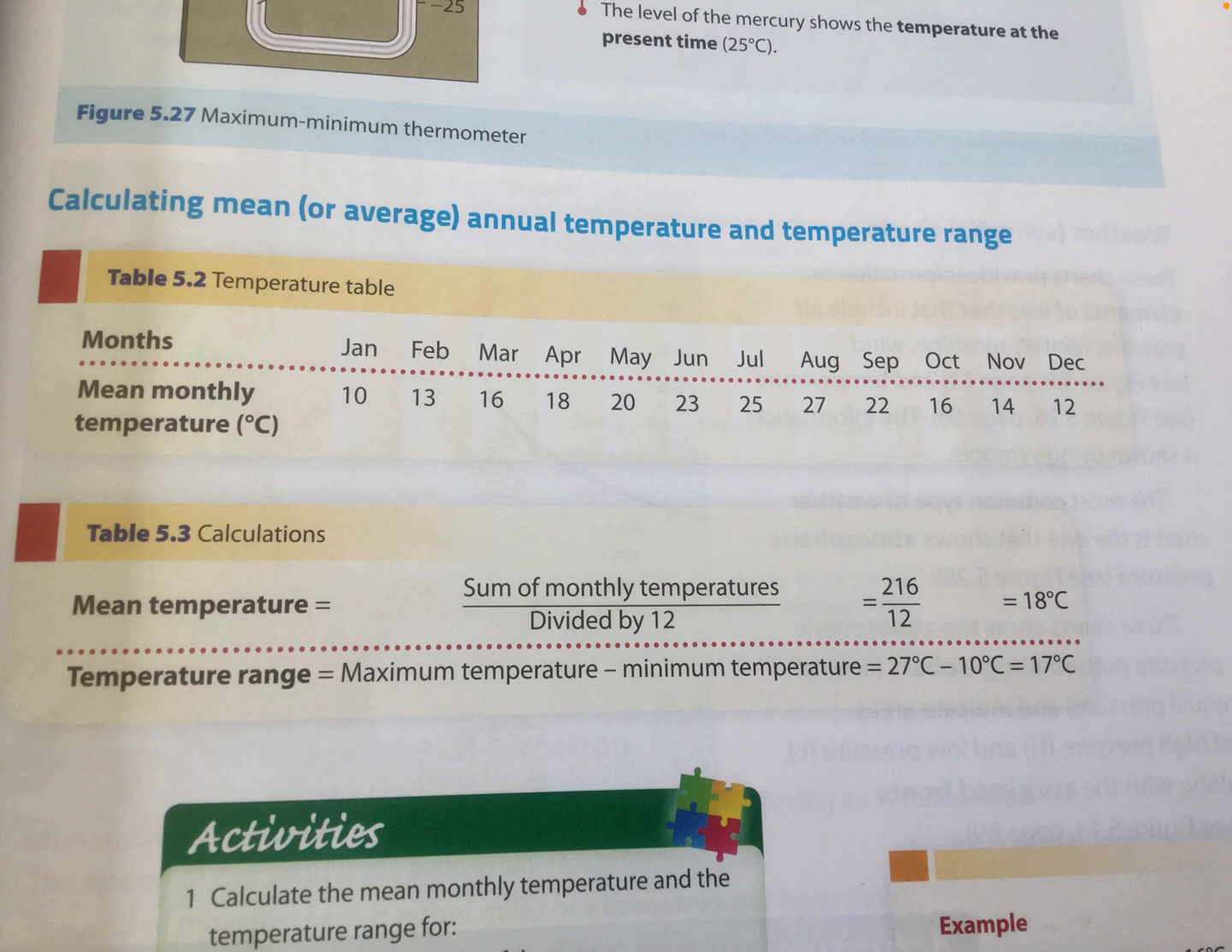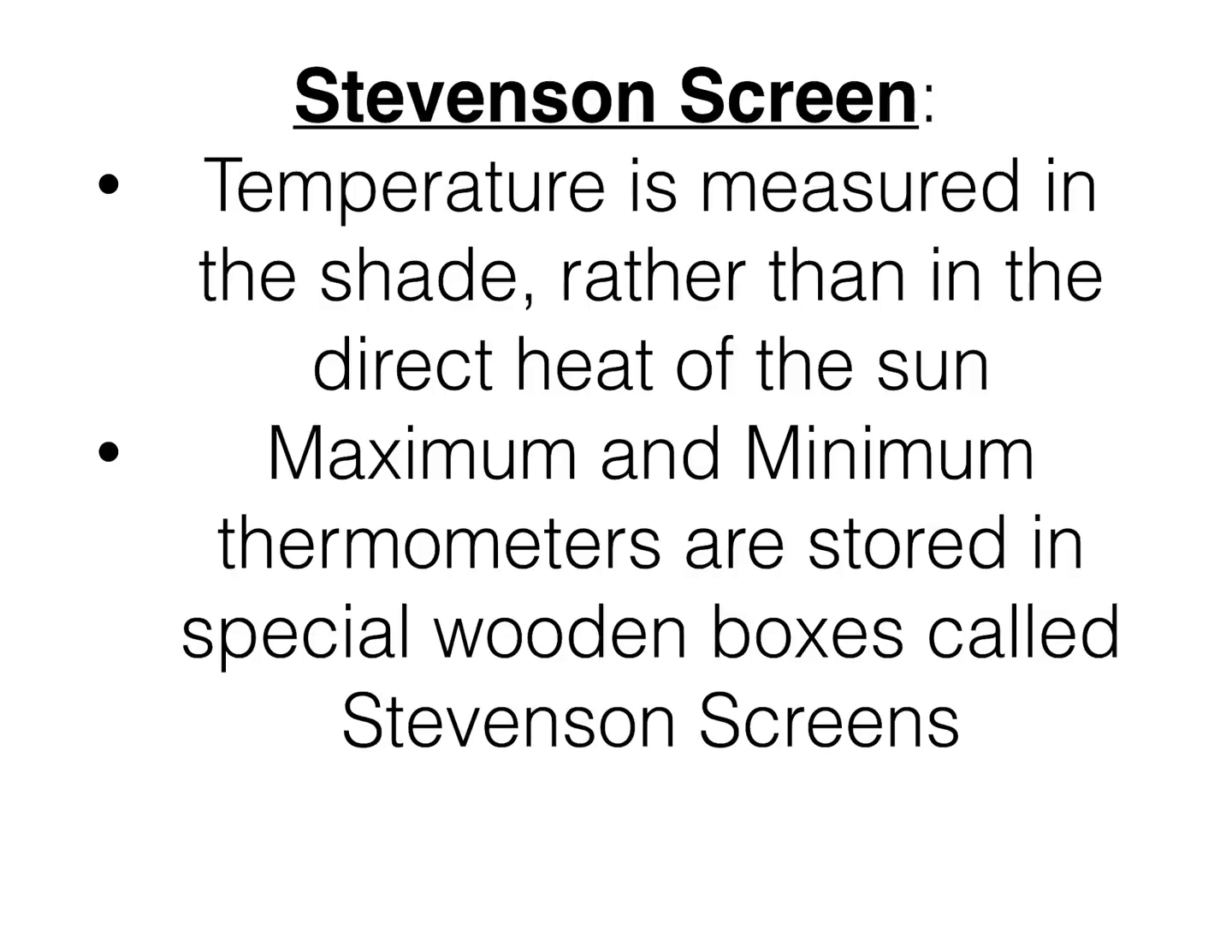Okay, so average, mean temperature: add them all up, divide by 12. The temperature range: minus the lowest from the highest. Temperature is measured using the thermometer, a minimum and maximum thermometer. It's measured in degrees Celsius, and remember, the lines on the weather map are called isotherms. Isotherms: think therm for temperature, thermometer.